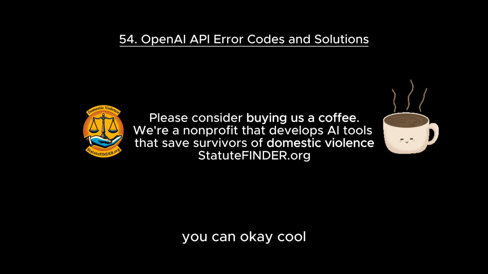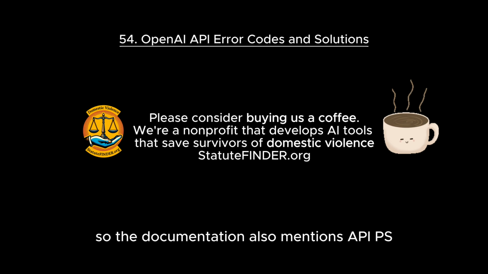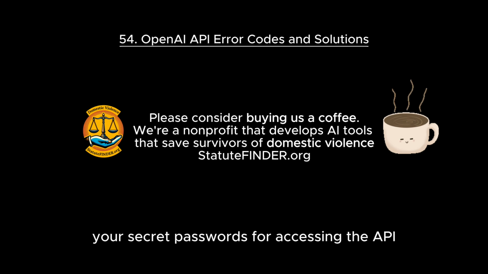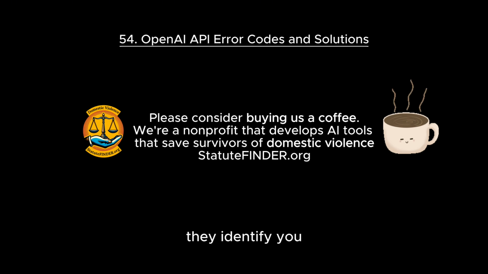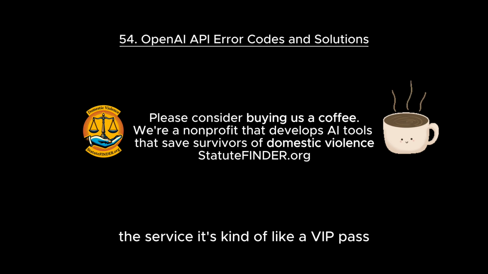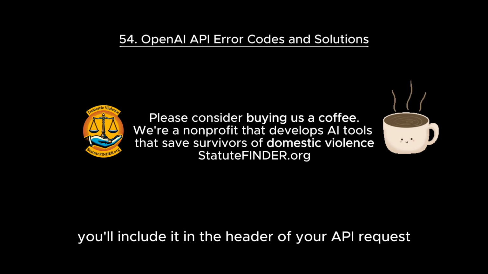You can? Okay, cool. So the documentation also mentions API keys. What are those? Yeah, so API keys are basically like your secret passwords for accessing the API. They identify you and they make sure that you're authorized to use the service. It's kind of like a VIP pass. So I need to keep that safe. Keep it safe, yeah. You don't want to share it with anyone. Gotcha. And usually you'll include it in the header of your API request.